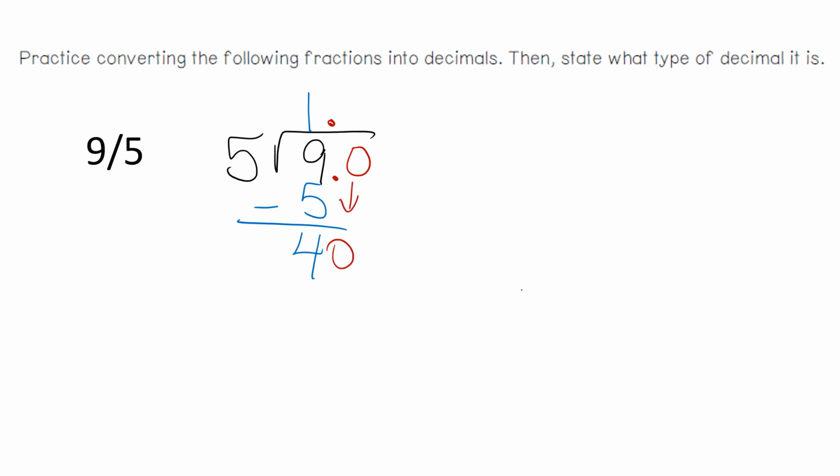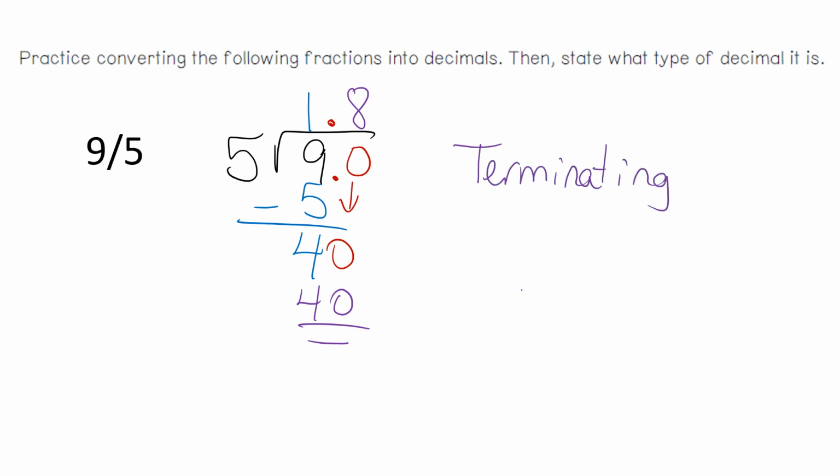And then 5 goes into 40 8 times. 5 times 8 is 40. So this one is a terminating decimal of 1.8. Hopefully this has given you several examples of how to change fractions to decimals and also how to determine if it's a terminating or a repeating decimal.